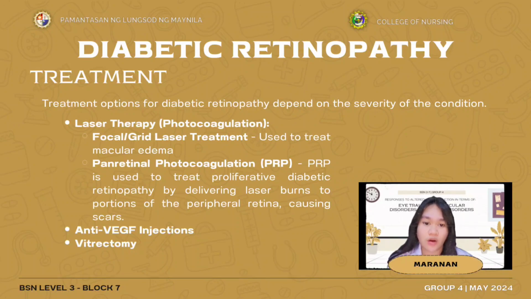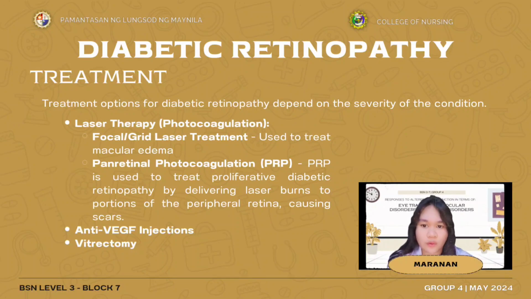So the common medications include Lucentis, Avastin, and Eylea. These medications are injected directly into the vitreous fluid of the eye. For the administration of this drug, it is typically administered monthly at first, with frequency gradually decreasing based on the patient's response to the treatment.